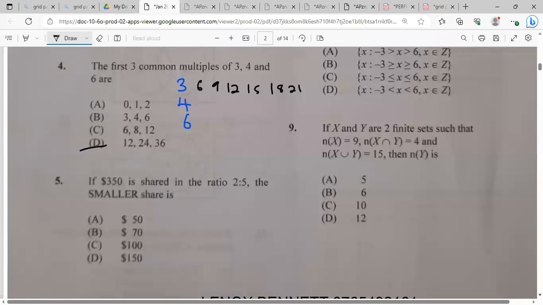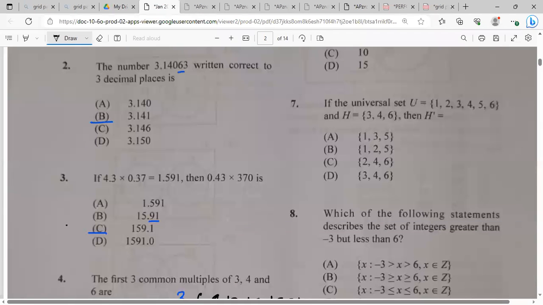If 350 is shared in the ratio 2 to 5, the smaller share is. So first we're going to add 2 plus 5, which gives us 7. Now the smaller share is represented by 2, so it's going to be 2 over 7 times 350. 7 into 350 goes 50 times. 2 times 50 gives us 100.